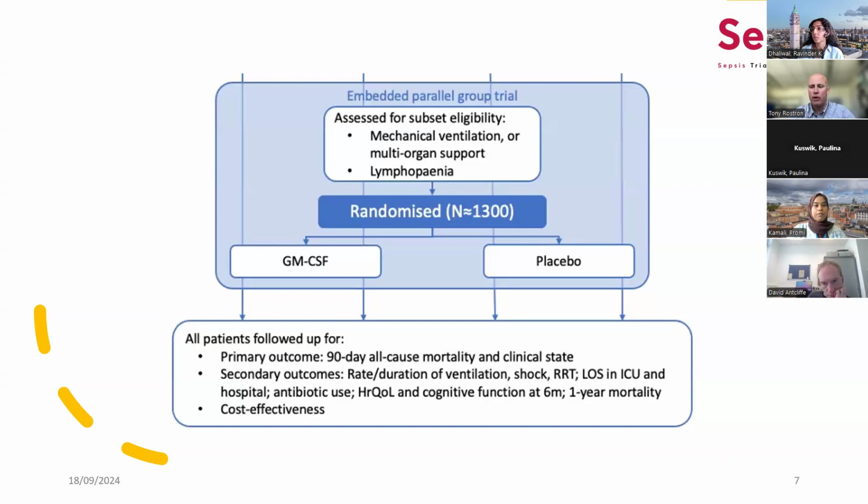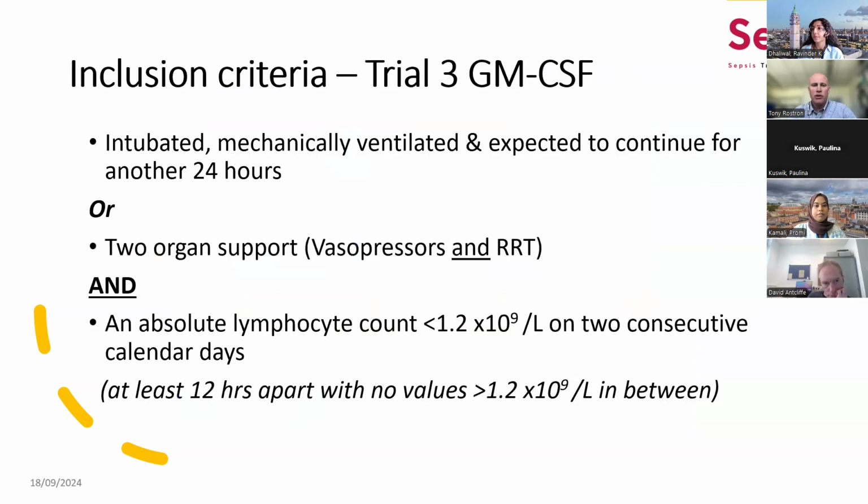Can I have the next slide, please, Robbie? So in terms of our inclusion criteria, the patients are either intubated and mechanically ventilated and expected to continue to be so for another 24 hours, or on 2 organ support, so vasopressors and renal replacement therapy. And the threshold that we look for in terms of the lymphocyte count is having an absolute lymphocyte count of less than 1.2 times 10 to the 9 per litre on 2 consecutive calendar days, at least 12 hours apart.